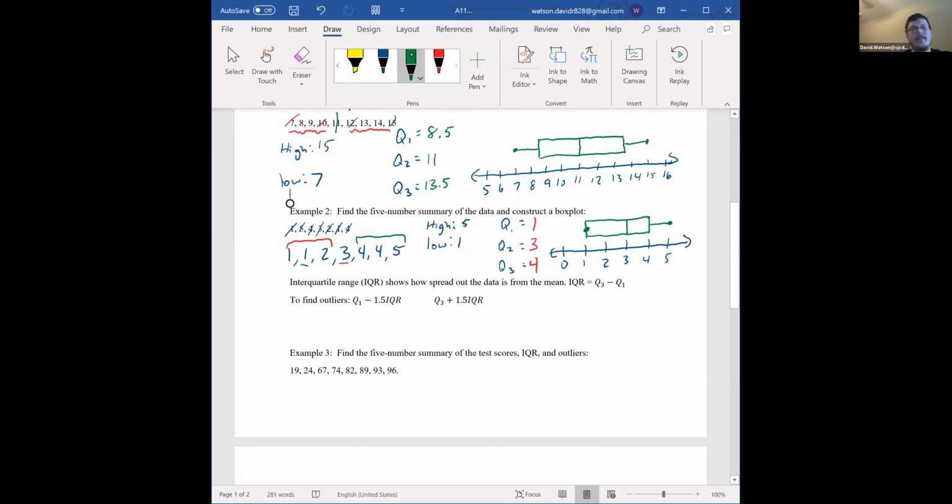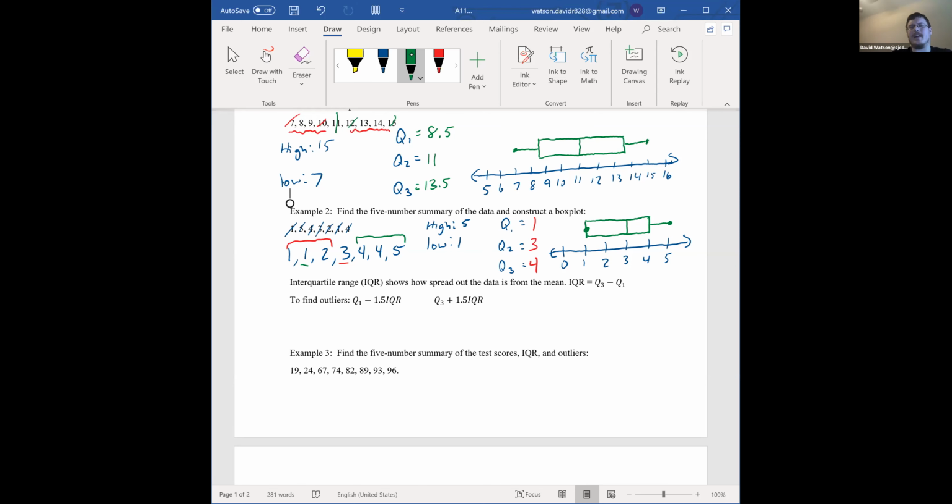All right, next up we need to talk about the interquartile range, or IQR. So IQR is a way of showing how spread out the data is from the mean. So IQR is Q3 minus Q1. And then we're going to talk about outliers. To find outliers, remember, outliers are just those numbers that we said are way bigger or way smaller than all the rest of the data.